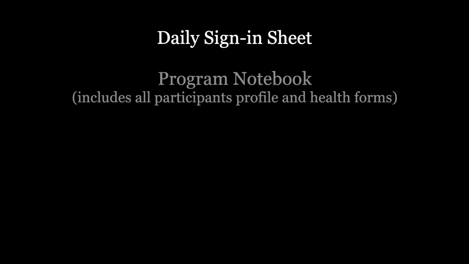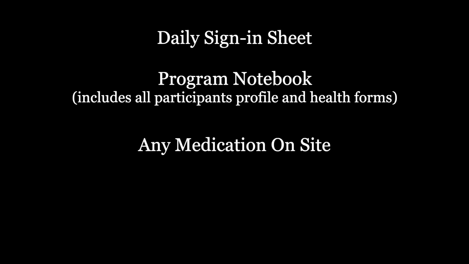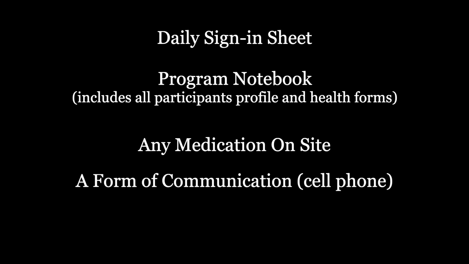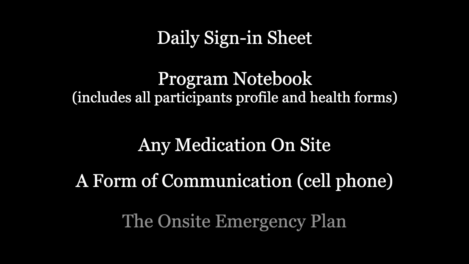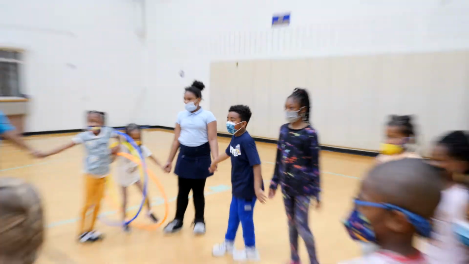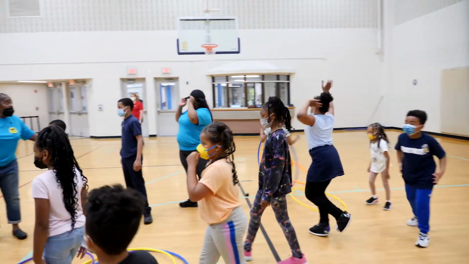One staff's responsibilities must include ensuring they bring the following items out of the building with them: daily sign-in sheet, program notebook that includes all participant profile and health forms, any medication on site, a form of communication like a cell phone, and the on-site emergency plan, since you never know when an emergency is going to arise or where in the facility you'll be when it happens. It's good practice to always keep these items with you.